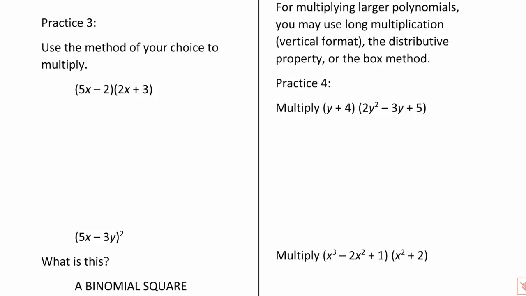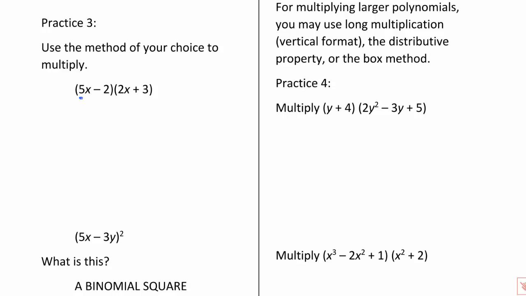In this video we're going to multiply using the method of your choice. Now we have 5x minus 2 times 2x plus 3. Because this is a binomial times a binomial, you can use the FOIL method, the distribution method, or the box method. I'm not going to really use the FOIL method so much as the distribution method, although technically they're the same for this.